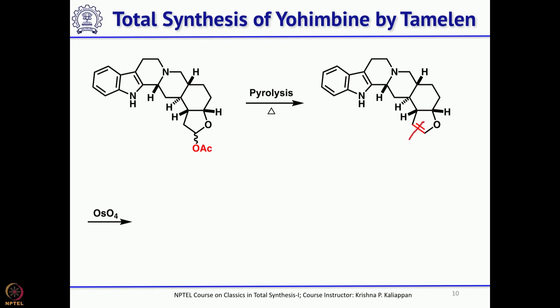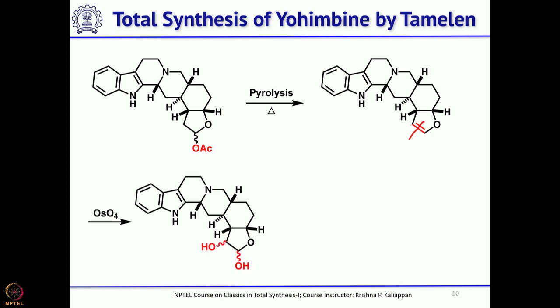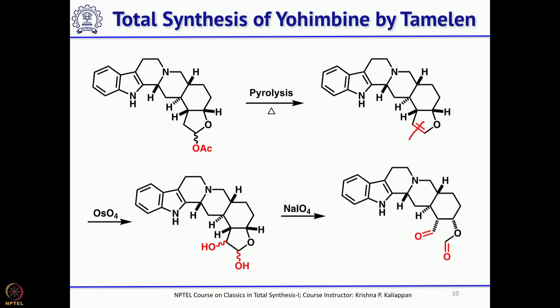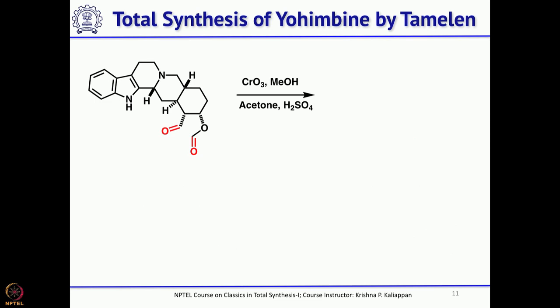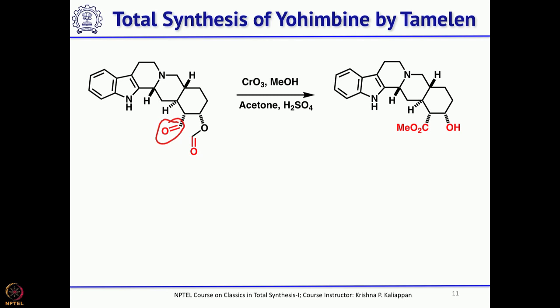Now, again you can cleave this double bond. This is an enol ether. So, if you treat with osmium tetroxide, again you get the diol, and the diol, if you treat with sodium periodate, it gives one side aldehyde and the other side OCHO. What you need here, you need OH, isn't it? And here you need ester. So this can be easily done by treating with chromium trioxide and methanol. What happens? It oxidizes the aldehyde to the corresponding carboxylic acid, and since you are using methanol, that gets esterified, and also during the process this OCHO gets hydrolyzed to get OH.